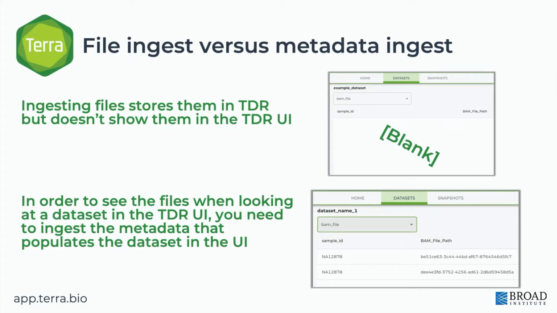There are two aspects to ingesting data in the TDR: ingesting files such as BAMs and CRAMs, and ingesting the metadata associated with those files, including the paths to the files. Ingesting the files by themselves will store them in the virtual file system associated with the dataset, but they will not be visible to any user through the Terra Data Repository user interface, including the dataset's custodian, and they won't show up in any snapshots.